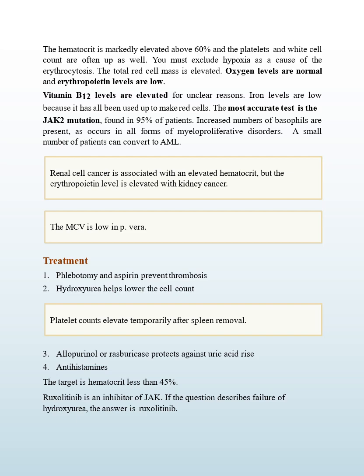A clinical tip here is that renal cell cancer can be associated with elevated hematocrit, but erythropoietin levels are elevated in kidney cancer. We need to remember that the MCV is low in polycythemia vera. How do we treat these patients? We give frequent phlebotomies and aspirin to prevent thrombosis. Number two, hydroxyurea to lower the cell count.